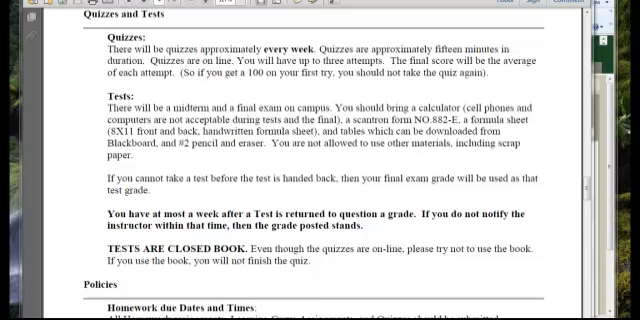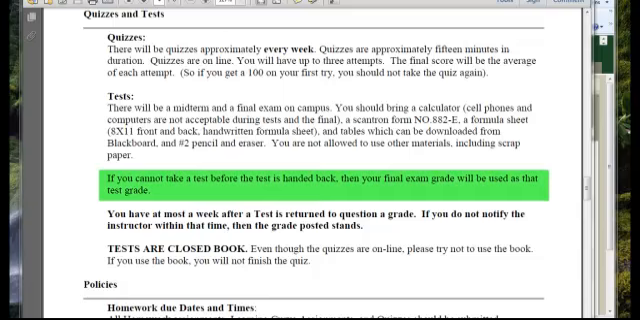There's a midterm and a final on campus. Please make sure that you bring a calculator. Cell phones are not acceptable. A Scantron, a formula sheet, or a study guide, however, whatever you want to call it. It's a front and back handwritten formula sheet. The tables, which are downloaded from Blackboard, a number 2 pencil, and eraser. You are not allowed to use other materials, including scrap paper.